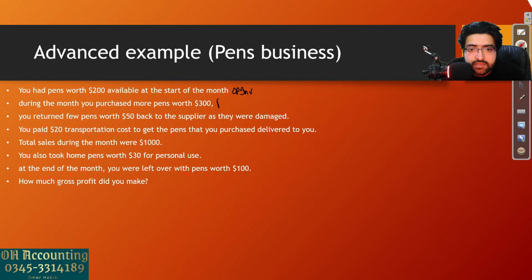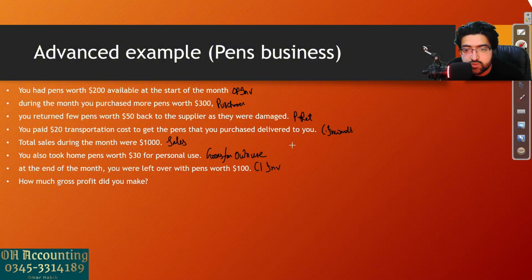Opening inventory. These are my purchases. Okay, these are my purchase returns. This is my carriage inwards. These are my sales. Okay, you took home pens. Okay, this is my goods for own use. And then I also have closing inventory. That's it. Okay, so I can do this quickly. If you know these things, you can do this quickly like this, and then move on and make the income statement quickly. I told you should have 2 columns.